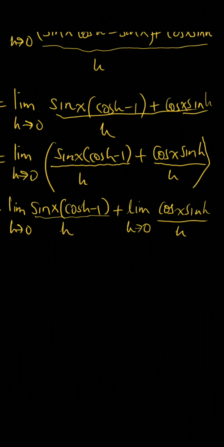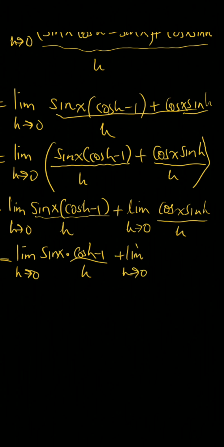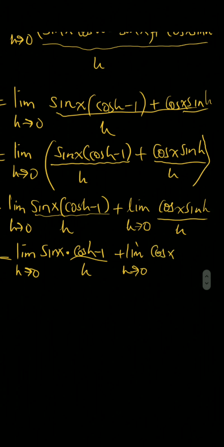Okay, so here we can continue this by simply saying limit. So since multiplication is commutative, we can write the sin x first, then cos h minus 1 to be the one to divide with h. So we do the same with the second part also. Say cos x multiplied by sin h over h.